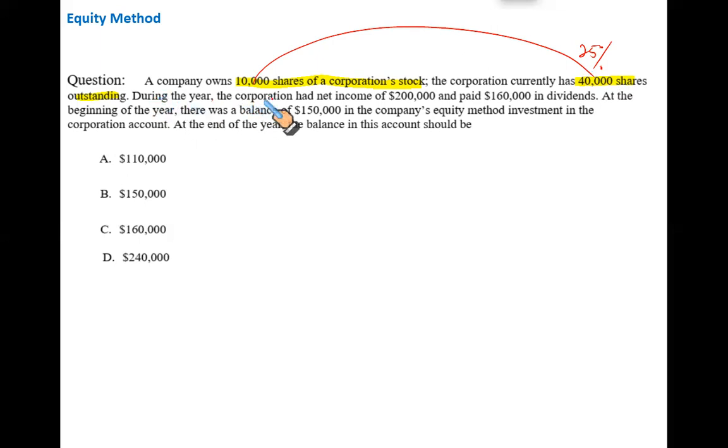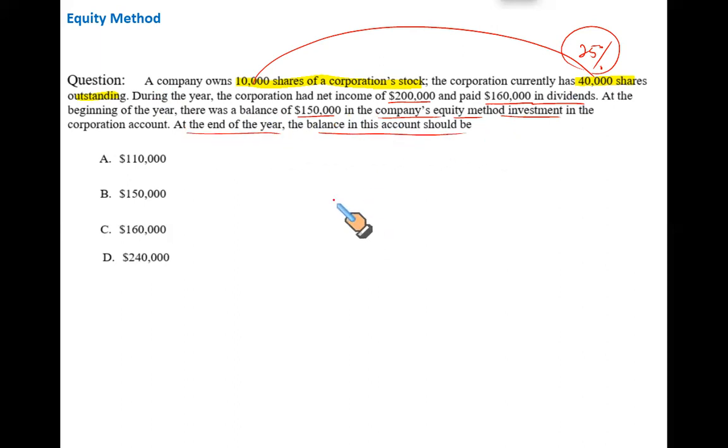During the year, the corporation where you have made the investment had net income of $200,000, and this company paid a total of $160,000 dividends to its shareholders, including you. You hold 25% investment. At the beginning of the year, there was a balance of $150,000 in the company's equity method investment account. At the end of the year, what is the balance in this account?